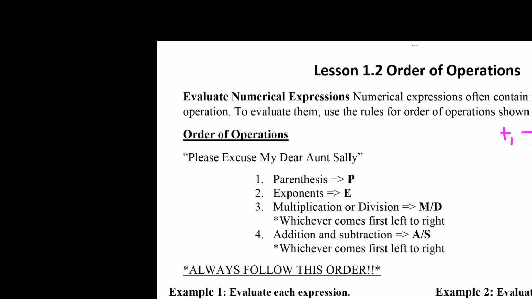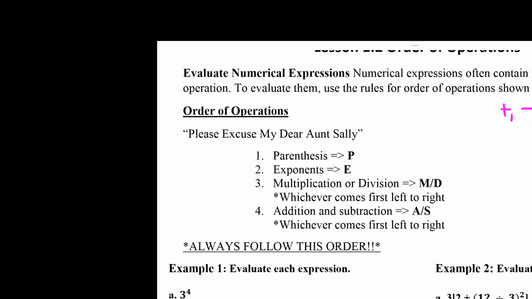We have a set of rules that we use to evaluate so that we can do things in the proper order. And I'm sure you all learned in pre-algebra the mnemonic, which says, "Please excuse my dear Aunt Sally." So the P stands for parentheses. It could be any type of inclusion symbol. So if there's a parentheses or a brace or a bracket, those are all considered parentheses. So we do those first.